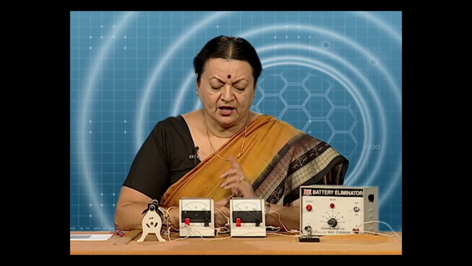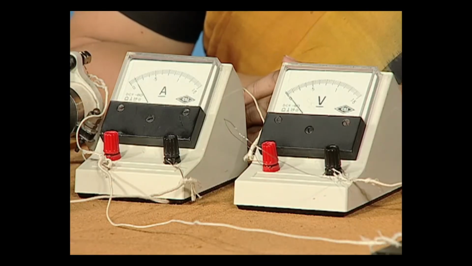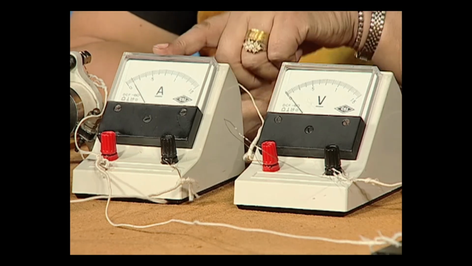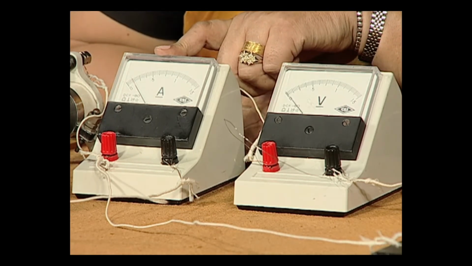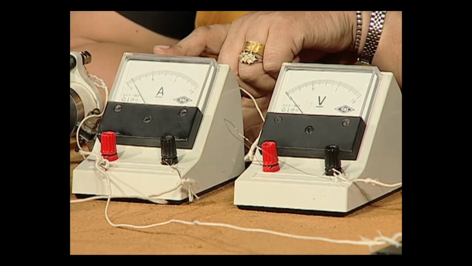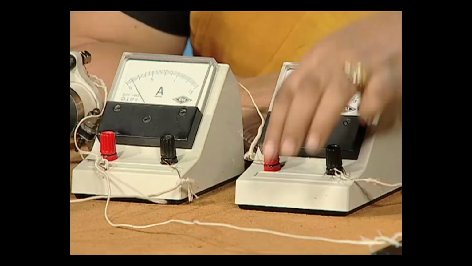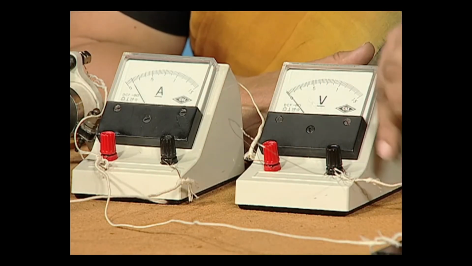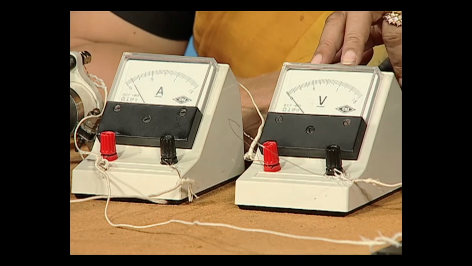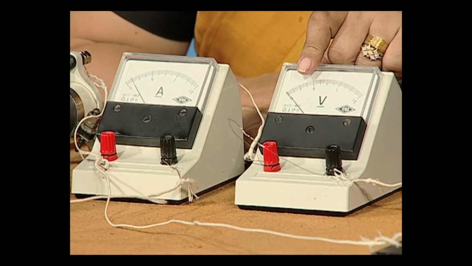Where can we go wrong in this experiment? One mistake which children normally make is connecting the ammeter not in series. You have to have your ammeter in series so that all the current flows through it, and the voltmeter should always be connected in parallel with the conductor. The current flows through the conductor. So, this is in parallel with that. So, this should always be taken into account.